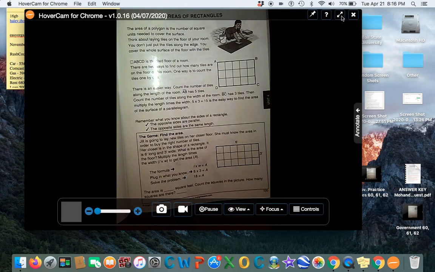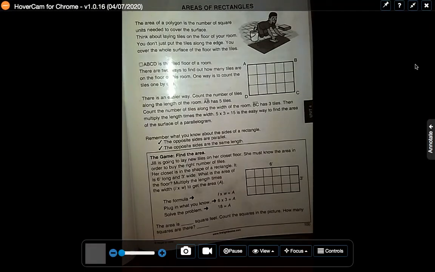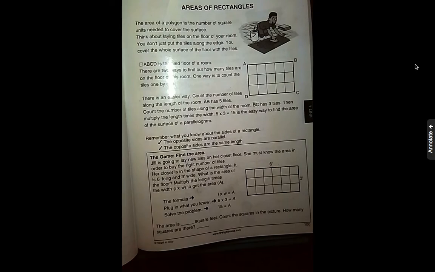Hey guys, so today we're going to be focusing on areas of rectangles, which is probably one of my favorite things to do. So I'm going to read up a little bit about that, and we're only going to work on 2 pages today. We're going to work on page 100 and 101.